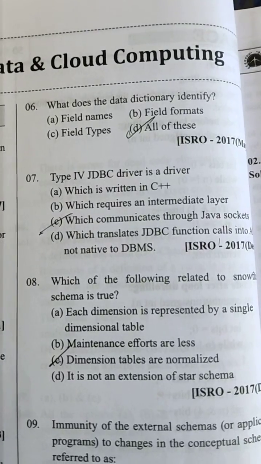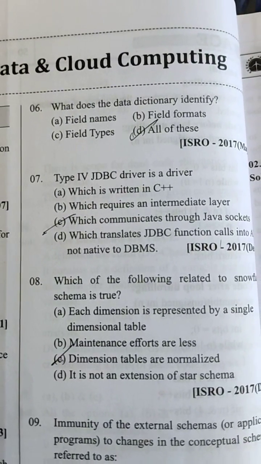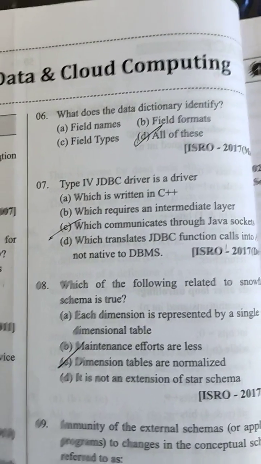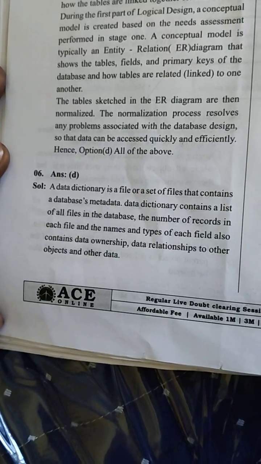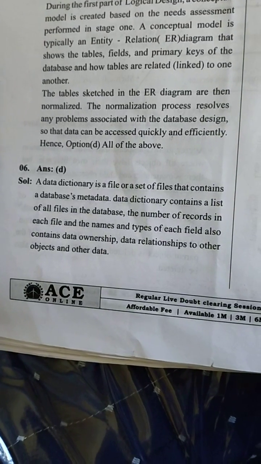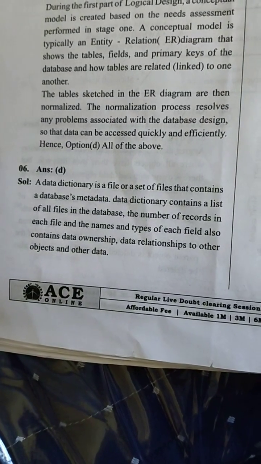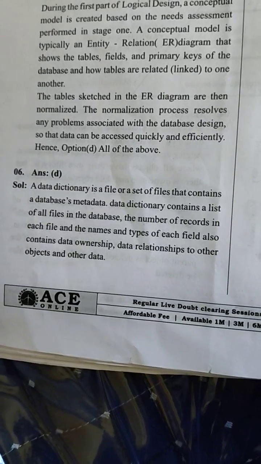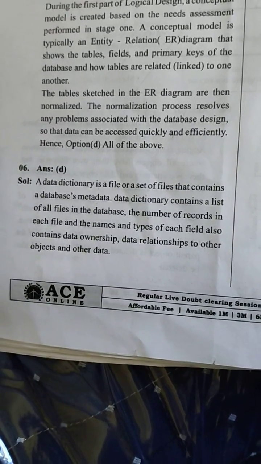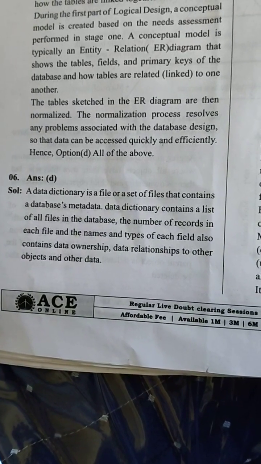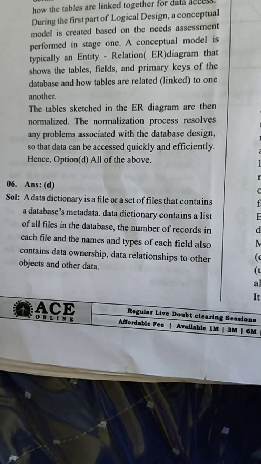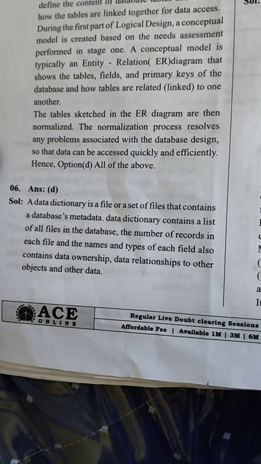What does the data dictionary define? Field names, field formats, field types, all of these. A data dictionary is a file or a set of files that contains the database metadata. It contains a list of all files in the database, the number of records in each file, and the names and types of each field. It also contains data ownership, data relationships, and other objects related to the data.